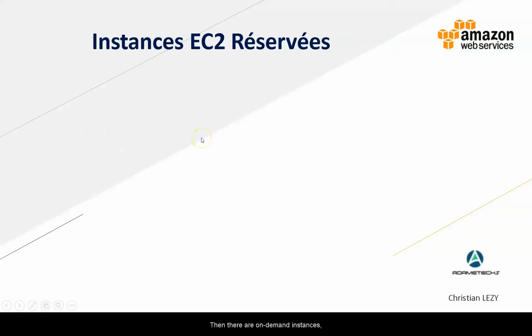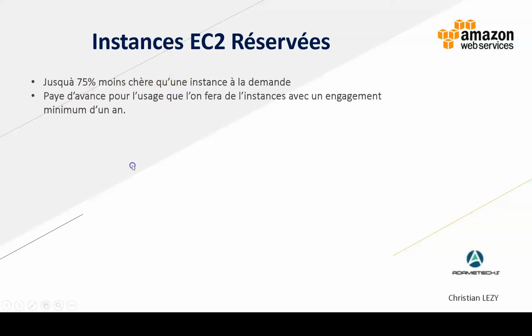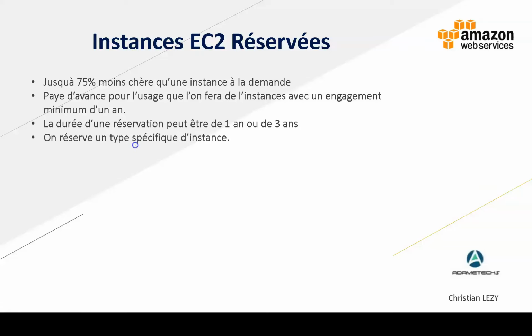Then there are the reserved instances, which are more in line with IT usage. These can be up to 75% cheaper than the on-demand instances. It is necessary to pay an amount in advance for the future use of the instance with a minimum duration of 1 year. So this duration is flexible. It can go from 1 year to 3 years. Moreover, reserved instances are specific to a type of instance, so it is impossible to modify them during the use.